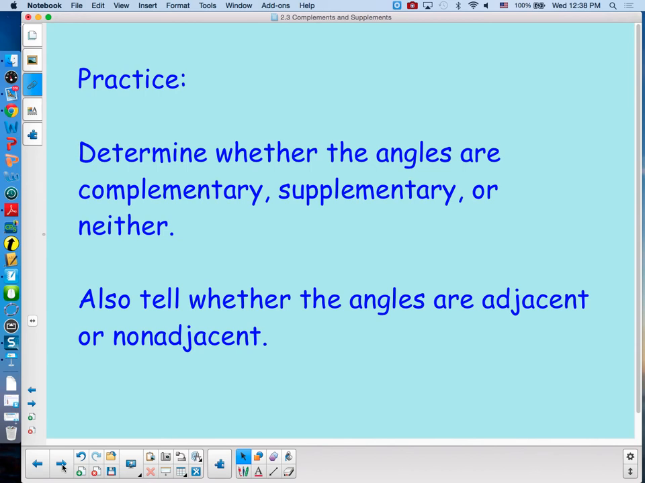All right, Morgan, number five. Neither. What do they add up to be? 52 and 48. Zero, carry the one. Add up to 100. So that would be neither. So neither and adjacent on that one.